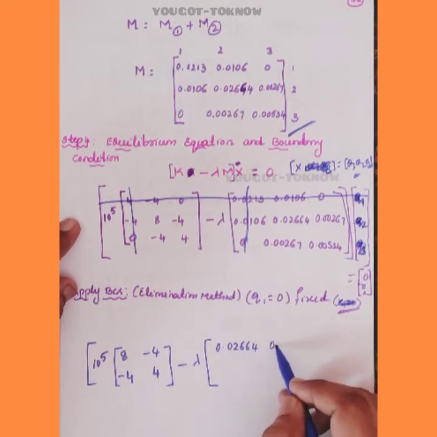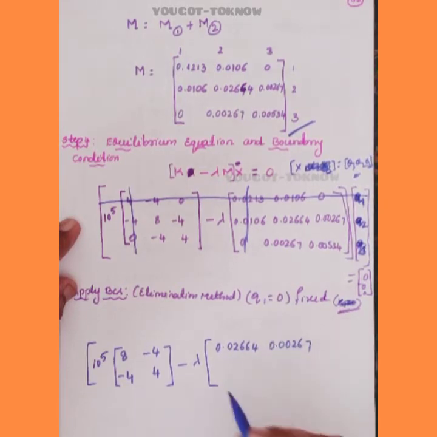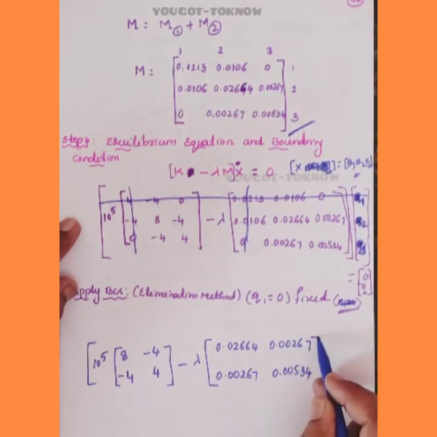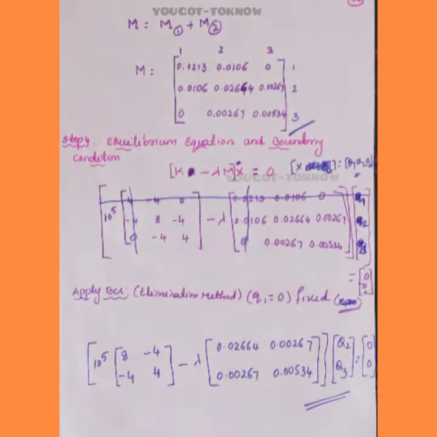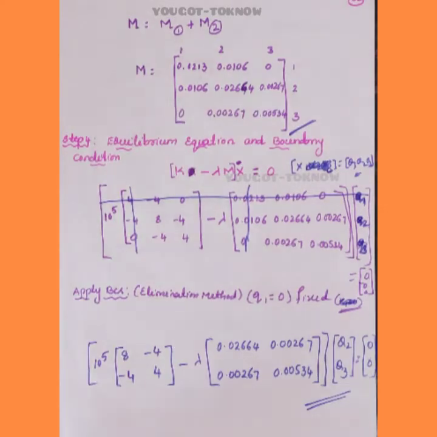0.02664, 0.00267, 0.00267, 0.00534, into Q2, Q3 is equal to 0, 0. This is what you are going to get after the reduction. After reduction, you are going to get this.